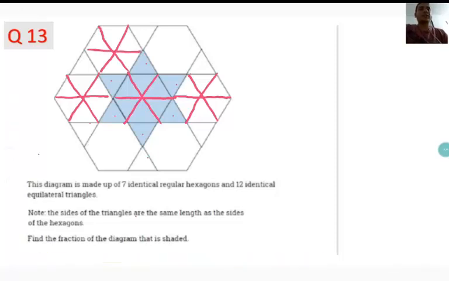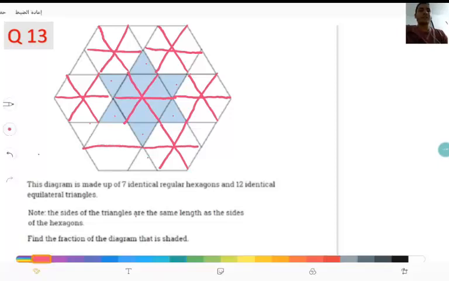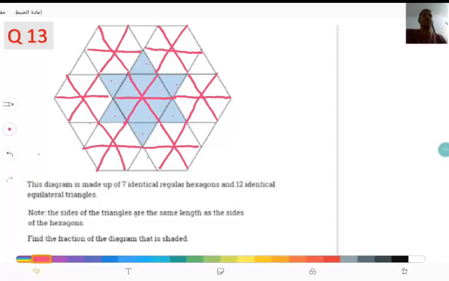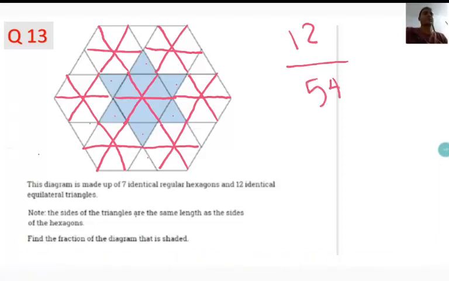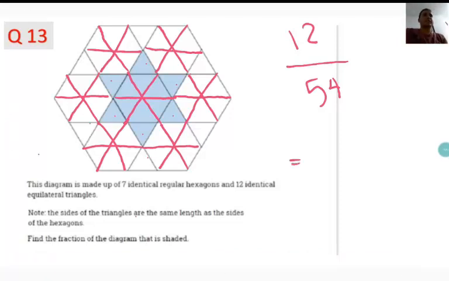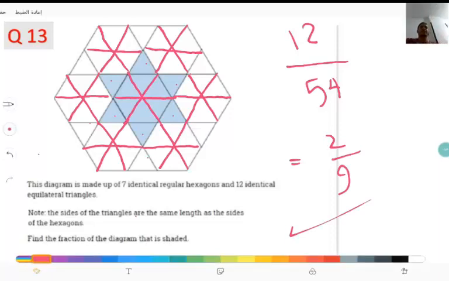To have equilateral parts, so I can find the fraction, because when you are asked to find fractions, you should divide the shape, if you can, into equal parts. Now I divided the whole shape into equilateral parts. Easy now to find the fraction. The fraction is the shaded parts, which is 12 triangles shaded out of 54, the total number of triangles, which is 2 over 9. This is the fraction that he wants.